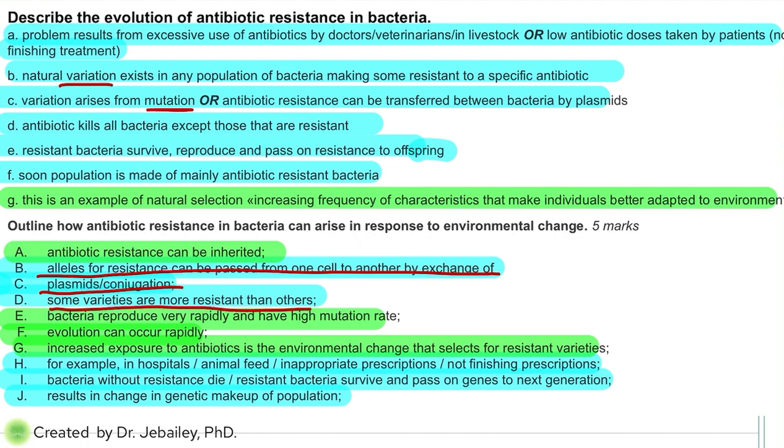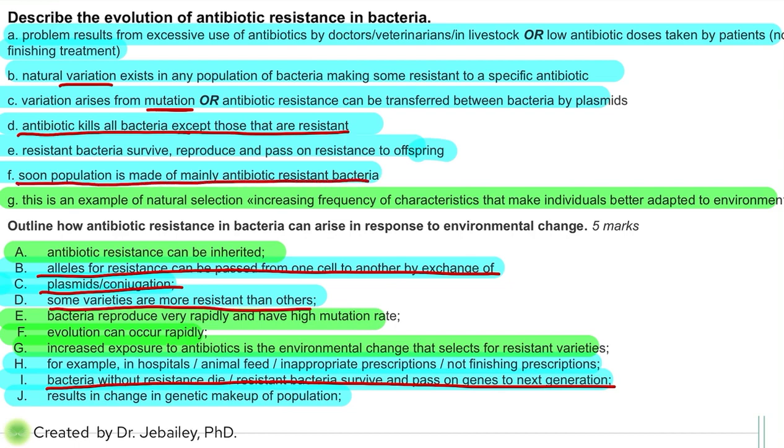And that means then you talk about how the antibiotic kills all the bacteria except the ones that have the resistance. And then if you do have resistance, that means you pass your genes to the next generation. And that means with time, the new population will be mainly antibiotic resistant, which is the same thing as this one. And then you can add with this how bacteria can reproduce very rapidly and have high mutation rates, and the evolution can happen very rapidly. And increased exposure to antibiotic is the environment change that selects the resistance.